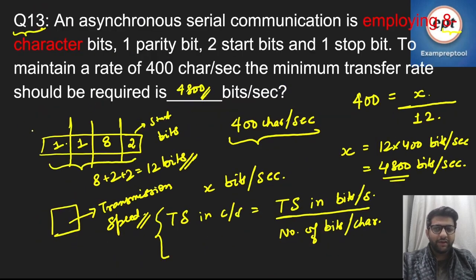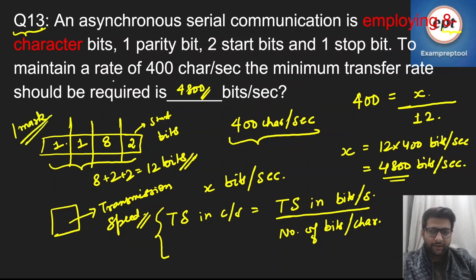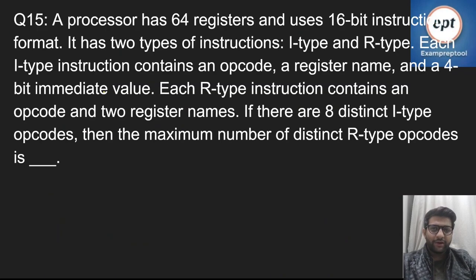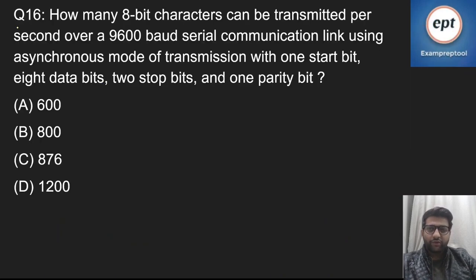These questions are very easy and can get you 1 mark or 2 marks in the GATE exam. So if you see such a question, you should not miss it, because you have seen the concept and you have solved many questions on this particular topic. Let's solve one more question on this topic. So this is question number 16. Let's solve this first because it is of a similar topic.